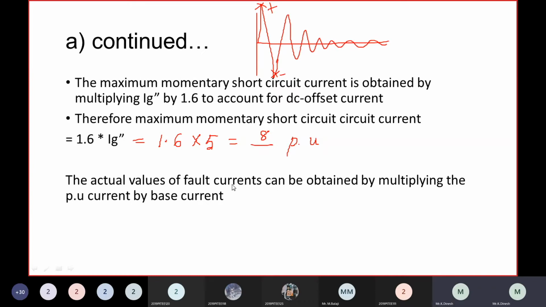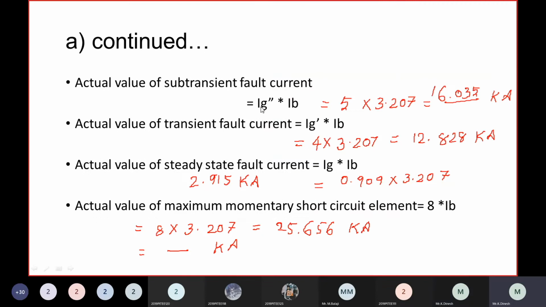The actual values are obtained by multiplying with your base current. So Ig double dash is multiplied with your base, Ig dash is multiplied with your base, and the steady state fault current is multiplied with your base. For the momentary short circuit current, 8 times 3.207 gives 25.656. In this manner, you have to calculate the maximum momentary short circuit current in the circuit breaker. That is the first part, and the first part is over.